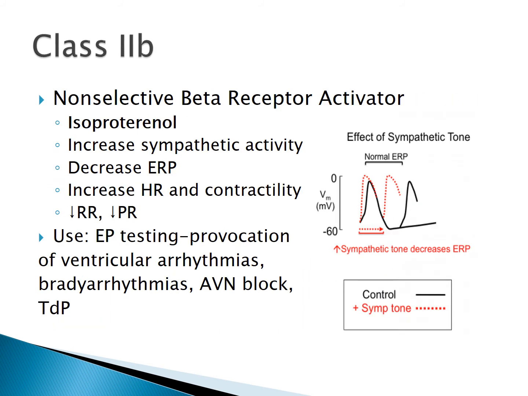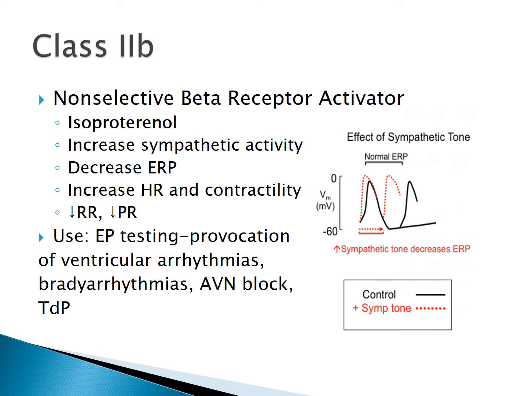Class 2B are the beta receptor activators, so the opposite of beta blockers. This class includes isoproterenol. It will increase sympathetic activity, like the red dotted line shows here, and decrease the effective refractory period. This will cause an increase in heart rate and contractility. The ECG will show a decrease in the RR and PR intervals.